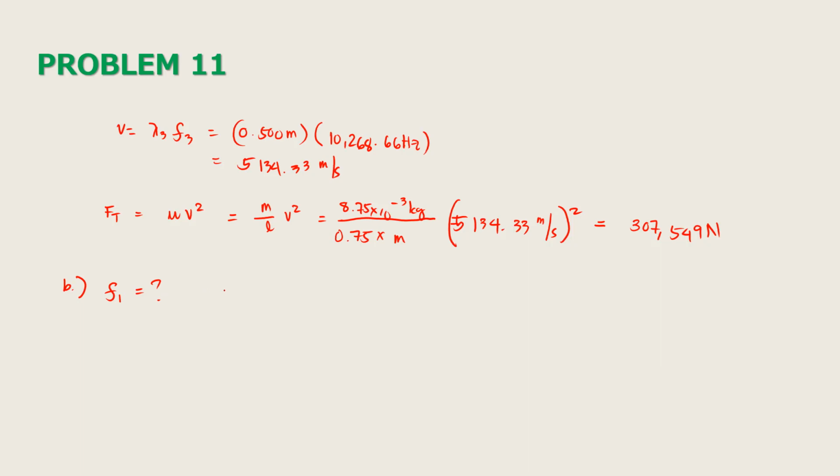And then for letter B, we have to find the fundamental frequency. So what we know is f sub 3. And we know that f sub 3 is just equal to 3 times the fundamental frequency. Therefore, f sub 1 equals f sub 3 divided by 3. So f sub 3 is 10,268.66 hertz. We divide this by 3 to obtain the fundamental frequency, which is 3,422.9 hertz.